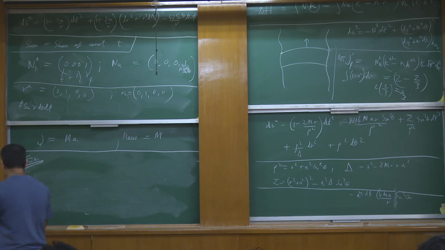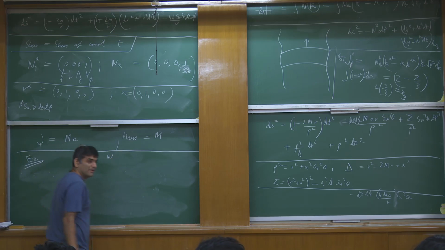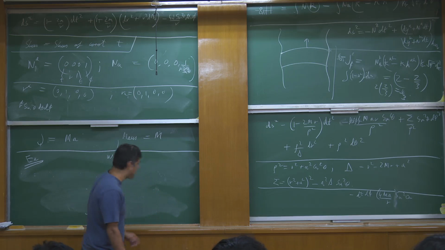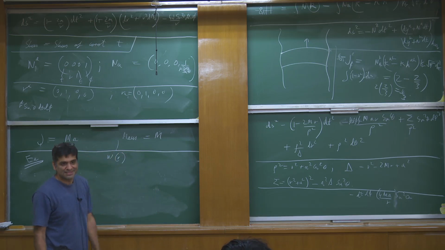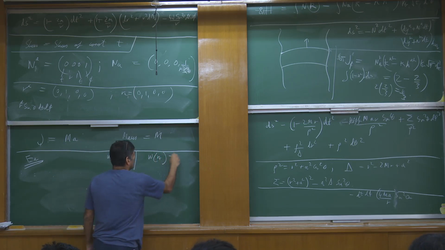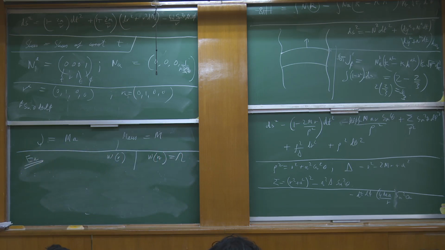Okay, now you remember, we had this property omega, which was G_tt by G_t phi or something like that, which we defined last time. Omega was a function of r, and you remember that it was particularly interesting at r equal to r plus. So omega of r plus, we will call omega H. This is sometimes called the angular velocity of the black hole. And so exercise one is to verify Smarr's formula.